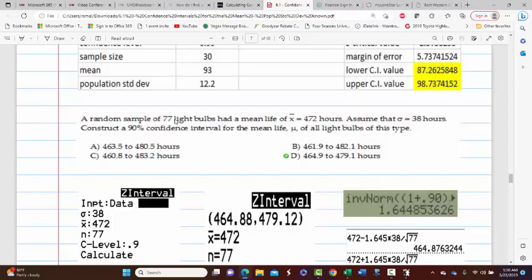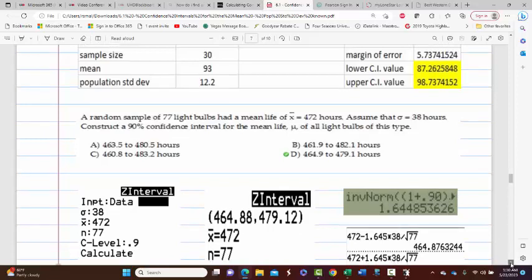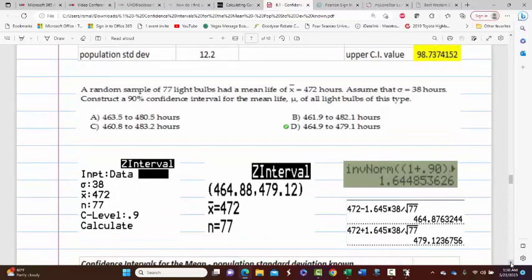Okay, sample of 77 light bulbs. Mean life of 472. Population standard deviation is 38. 90% confidence interval for the mean of all light bulbs of this type. Okay. Pretty easy peasy there, I think. Put in 38 for your standard deviation. 472 for the mean. 77 is your sample size. 0.9 for 90%. Calculate. There it is, 464.88, 479.12. So rounded to one decimal, it would be that answer right there.